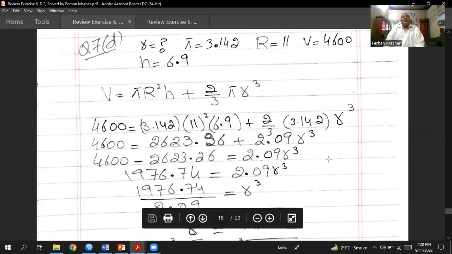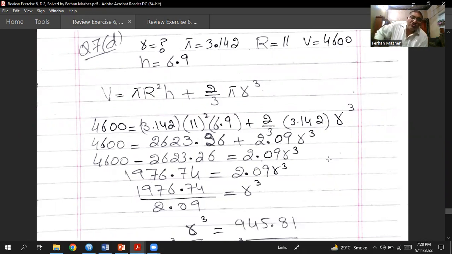Okay, so 4600 equals 3.142 multiplied by 11 squared multiplied by 6.9, and that will be 2623.26. And then you have plus 2 by 3 into 3.142, which is 2.096, and with it we have r cubed. So 4600 minus 2623.26 equals 2.09 r cubed. It will be 1976.74 equals 2.09 r cubed.